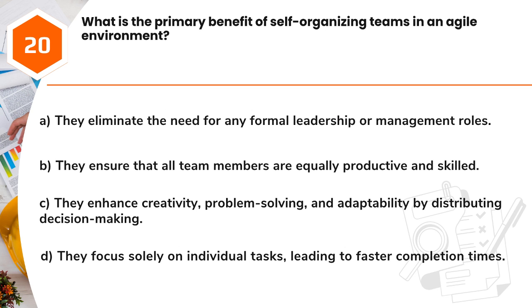Question 20. What is the primary benefit of self-organizing teams in an agile environment? A. They eliminate the need for any formal leadership or management roles. B. They ensure that all team members are equally productive and skilled. C. They enhance creativity, problem-solving, and adaptability by distributing decision-making. D. They focus solely on individual tasks, leading to faster completion times.